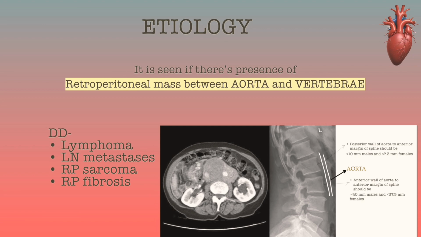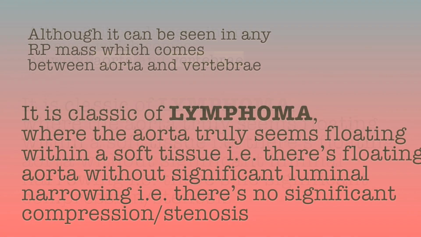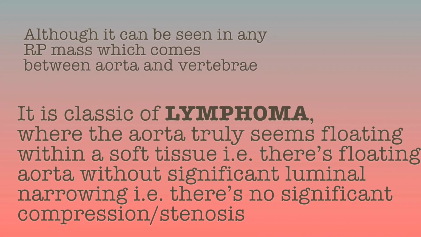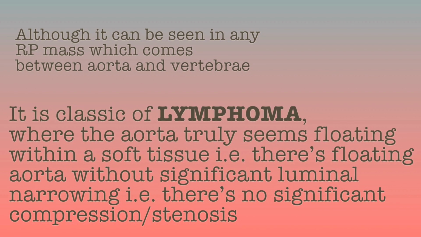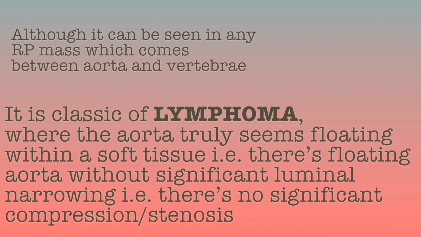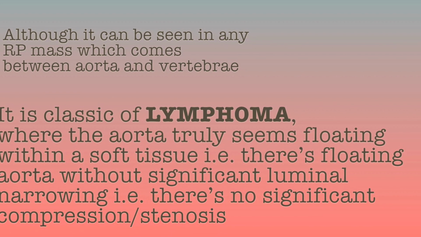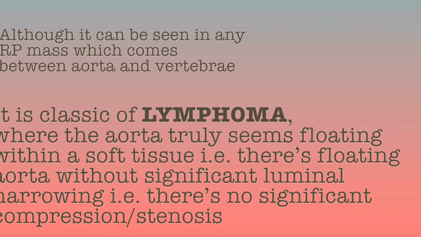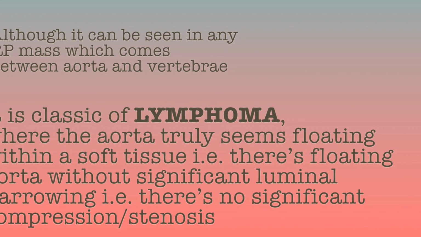So, although it can be seen in any retroperitoneal mass which comes between aorta and vertebrae, it is classic of lymphoma where the aorta truly seems floating within a soft tissue, that is, there's floating aorta without significant luminal narrowing. So, true floating aorta sign is when there is no luminal narrowing of aorta, and it is classically seen in lymphoma patients. So, coming to the X-ray findings.